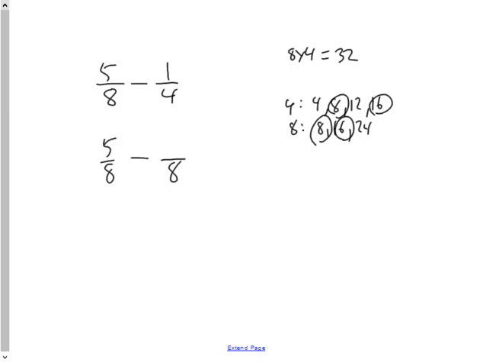So 5/8 is 5/8. The equivalent fraction here would be 2/8. 5 take away 2 over 8 will equal a final answer of 3/8.